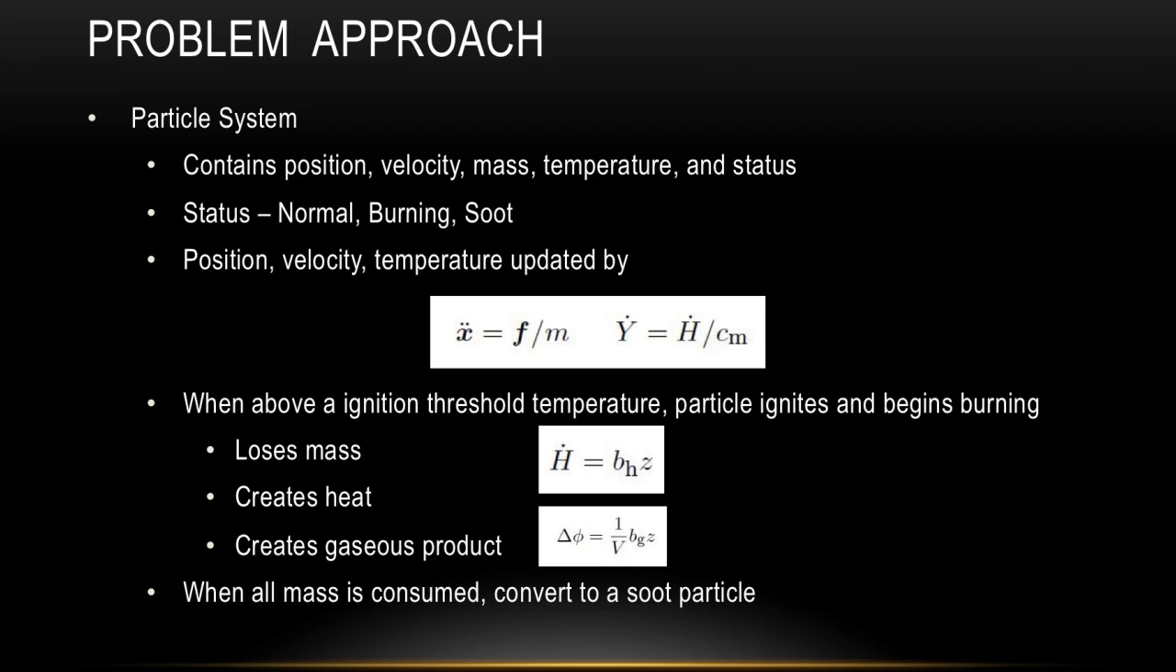At this point, a portion of its mass is consumed each time step, and both heat and gaseous products are generated. Once all of a particle's mass has been burned off, it is converted into a soot particle with a much smaller amount of mass and rendered in a different color.